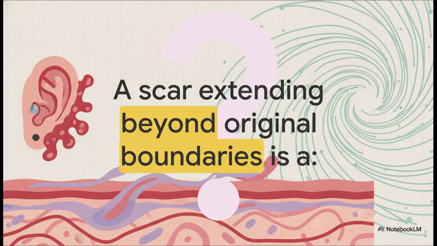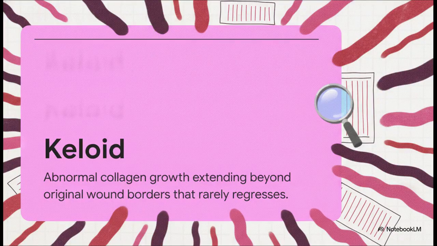Here's a classic clinical presentation. A 24-year-old female develops an unsightly, large, nodular growth over her earlobe 6 months after a simple piercing. The lesion extends well beyond the boundaries of the original piercing site. This is A. Hypertrophic scar, B. Keloid, C. Desmoid tumor, or D. Fibrosarcoma. The correct answer is B.